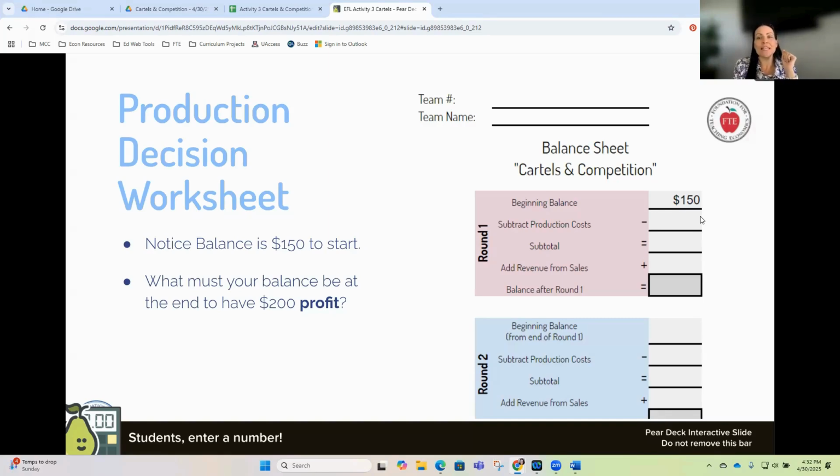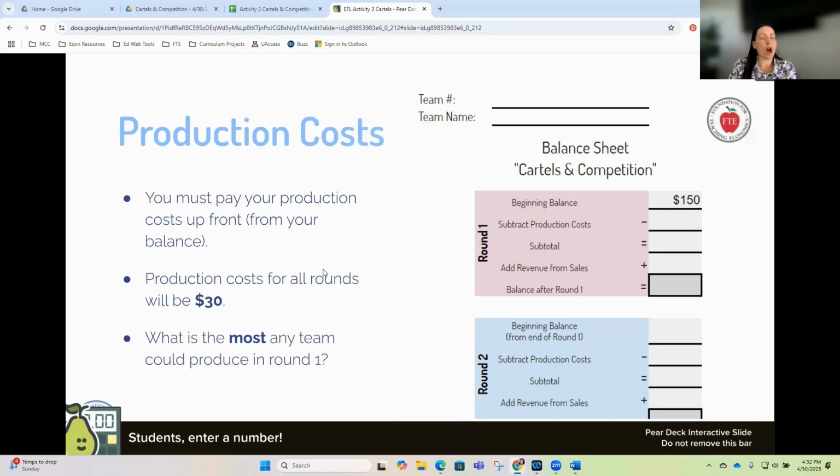Because you're starting with 150, that's not profit, that's just money that's in the bank, kind of like the change your mom would give you so that you could run your lemonade stand and make change for people. You're going to have to give that back to her, right? So if you have a balance of 350 at the end, subtract that initial 150, you're going to be left with a $200 profit. Okay, so in each round, you have to pay your production cost up front.